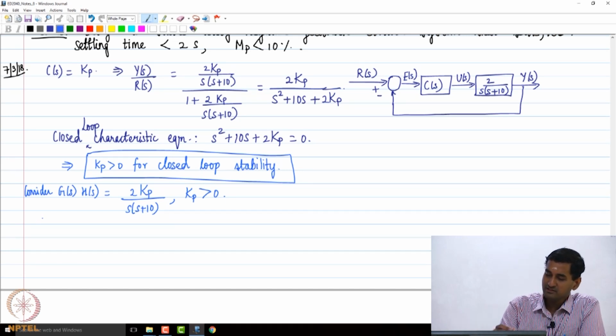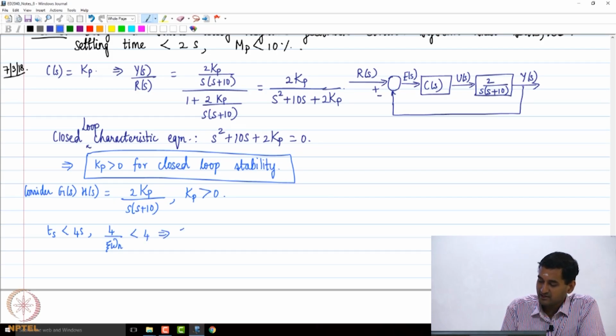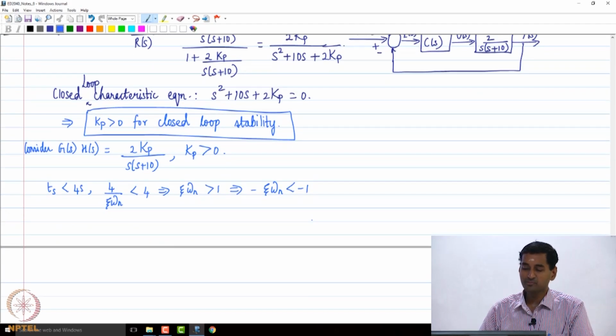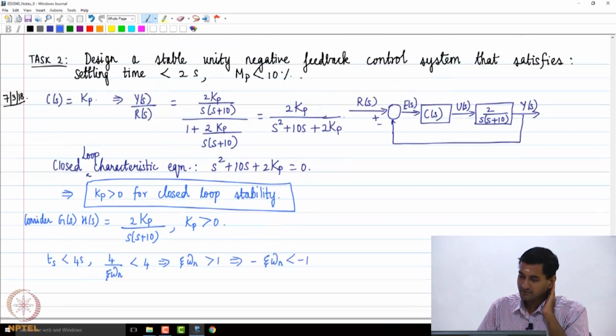So if you look at the performance requirements, the settling time being less than 4 seconds, if you compare it with that of an underdamped second order system, that means that 4 by zeta omega n should be less than 4, or zeta omega n should be greater than 1, or in a sense, we can say that I want the real part of the pole to be less than minus 1, right?